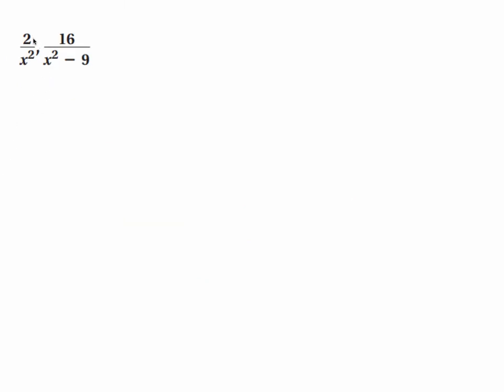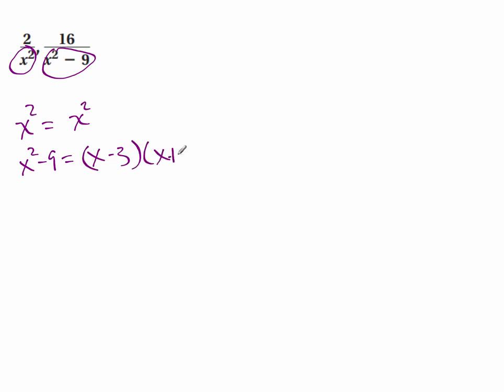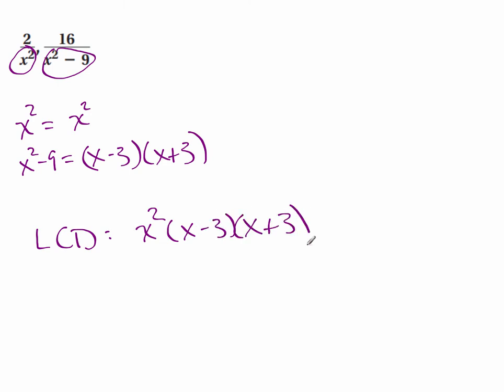What about when I have polynomials? Well, same thing. I'm only going to look at the denominators. So x squared is x squared. There's nothing much you can do with that. x squared minus 9 is x minus 3, x plus 3. So the least common denominator for this pair is going to be x squared times x minus 3 times x plus 3.